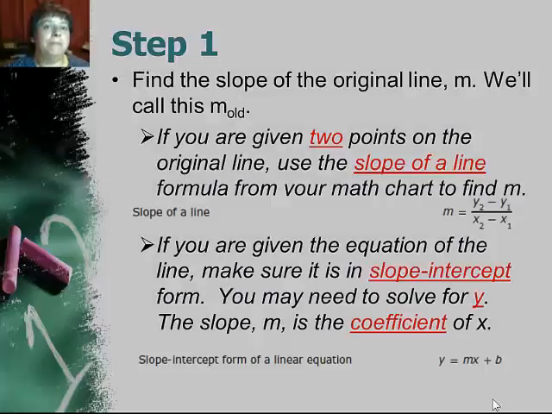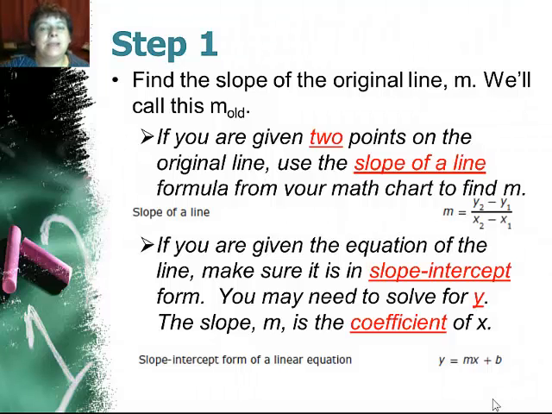So here are the steps. Step 1, find the slope of the original line. That's m, so you can call this m old. Sometimes it helps to label things. So we're looking for the m of the original line, okay? If you're given 2 points on the original line, use the slope of the line formula from your math chart, so you can see it right there on the screen. If you were given the equation of the line, make sure it's y equals mx plus b, the slope-intercept form, so that you can look for the slope, m, which is the coefficient, the number in front of x.